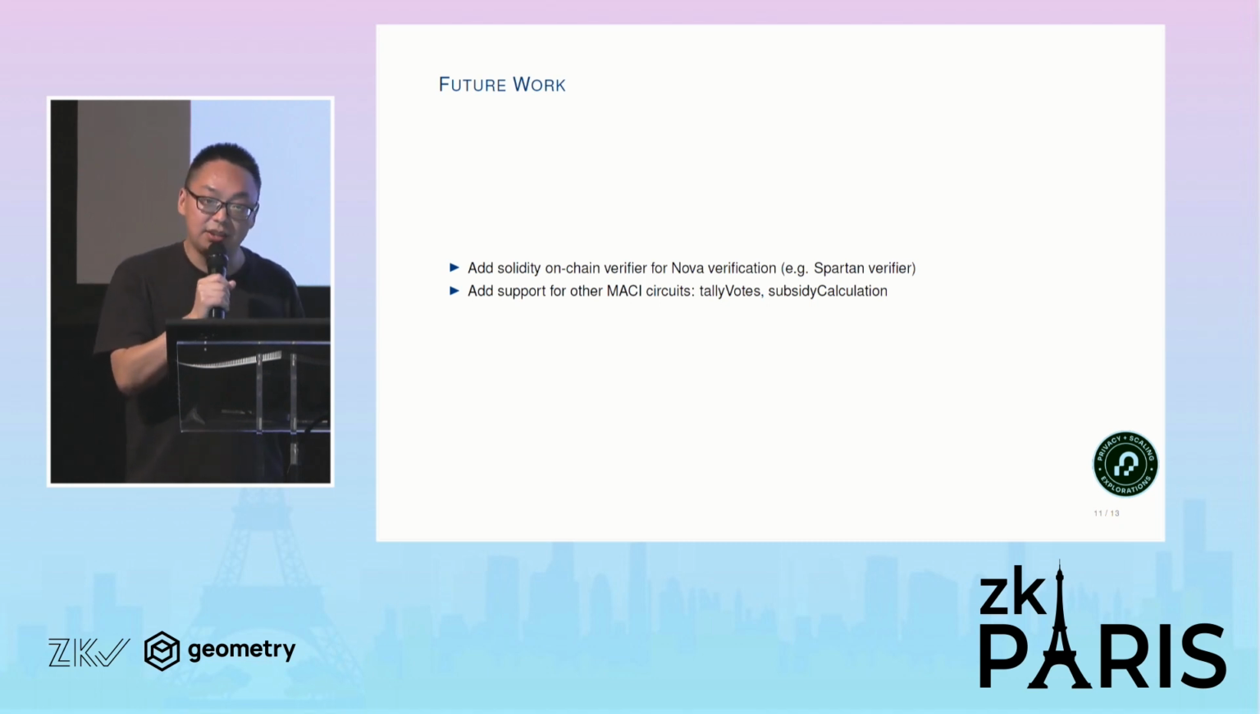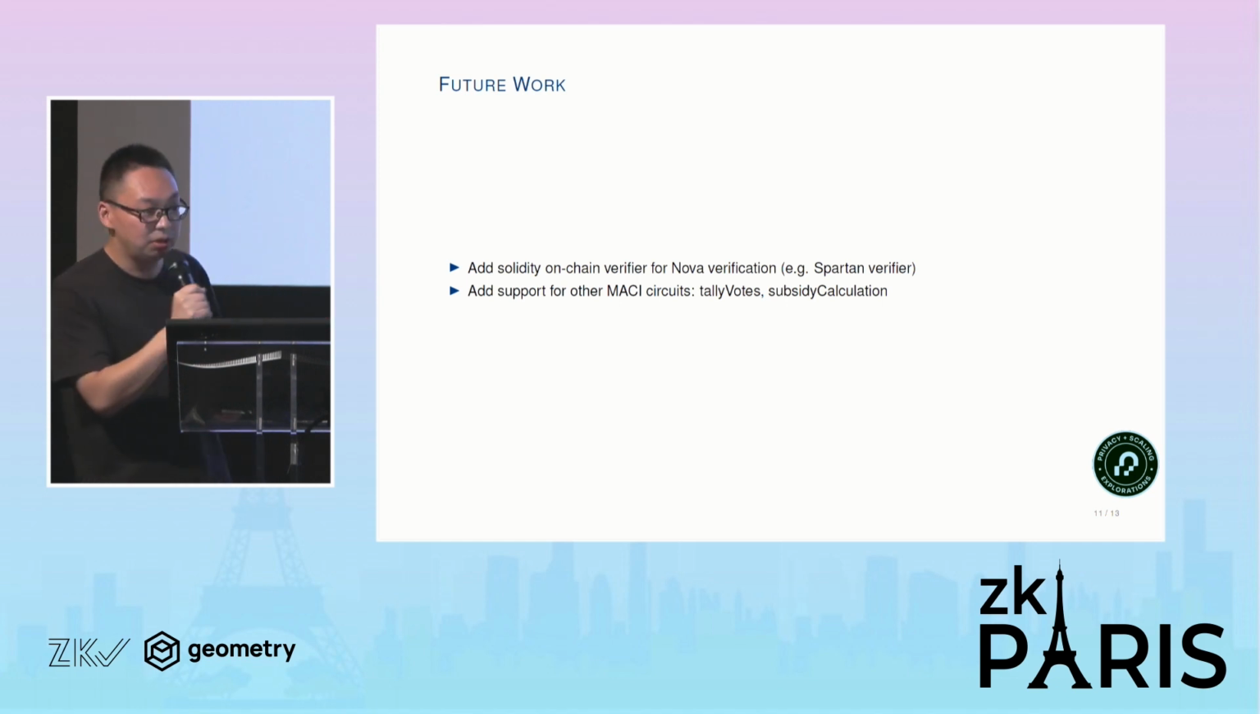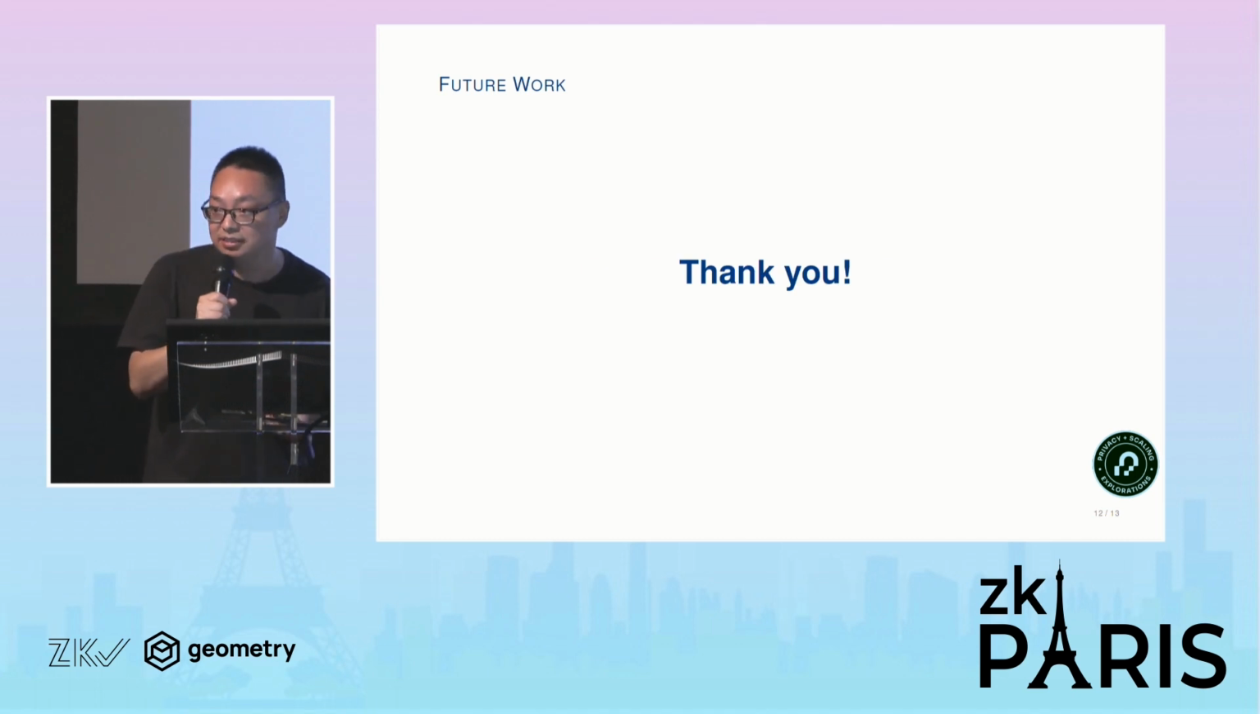And the next is to add support for the other MACI circuits. Currently, we only do the circuit for processing messages for all of the users' voting messages. Next, we'll do the tally votes and the subsidy calculation. These are the two other features in MACI. So that is all the future work. And thank you.